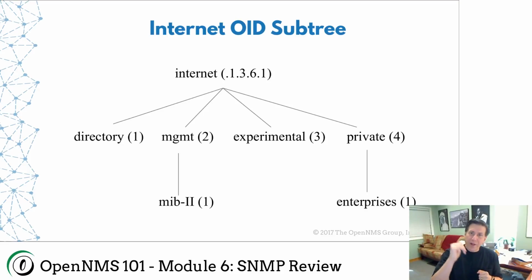So .1.3.6.1 is internet. .2.1 is MIB2. Now, I don't know whatever happened to MIB1. Ever since I started studying SNMP, it was always MIB2. So I don't know what happened to MIB1, but anything under here is basically something that was created by committee. It is a standard. If someone says, I support MIB2, it means they support the objects underneath the MIB2 branch.